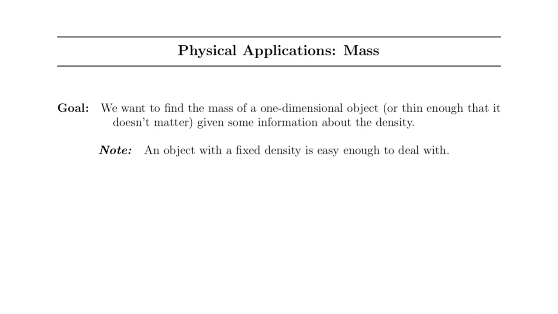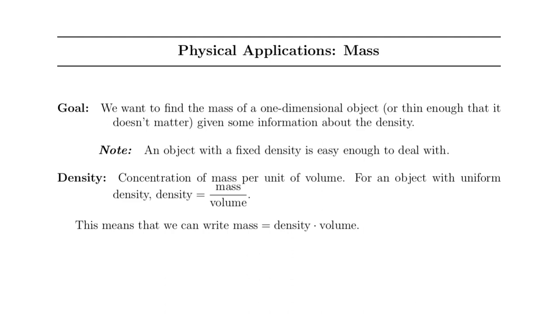we'll have it be a three-dimensional object that's thin enough that it doesn't really matter, given some information about density. This is a classic physics engineering problem that isn't so big of a deal if we have a fixed density. So with fixed density, we know that density in general is the mass per unit of volume. So for an object with a fixed or uniform density, same across the whole object, density is literally just whatever the mass is divided by the volume.